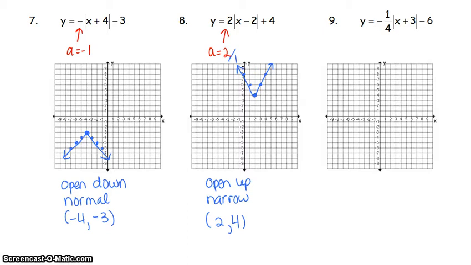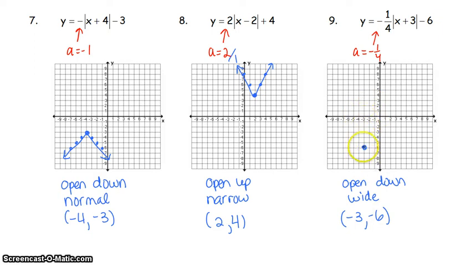And our last graph for today, we've got y is equal to negative 1/4 times the absolute value of x plus 3, minus 6. So our a value there is negative 1/4. Since it is negative, our graph is going to open down. Since it's a fraction between 0 and 1, we're going to have a wide shape. The vertex is the opposite of what we see on the inside for the x, exactly what we see on the outside for the y. So our vertex there is going to be at (-3, -6).